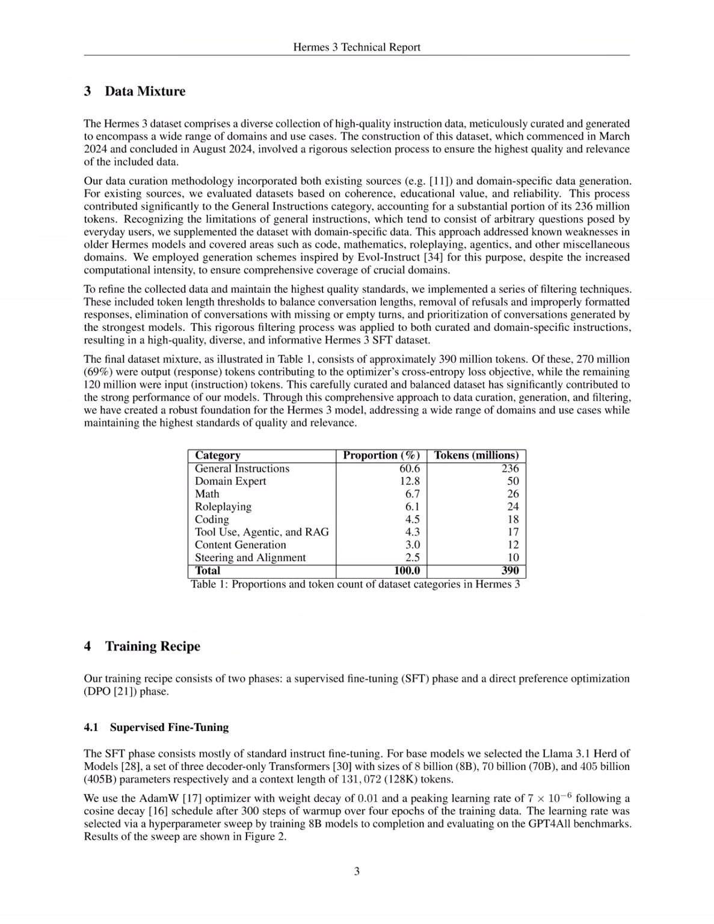The Hermes 3 method is validated through a comprehensive evaluation process that includes both supervised fine-tuning, SFT, and direct preference optimization, DPO, phases. The training utilized a meticulously curated dataset comprising approximately 390 million tokens, with a significant portion, 236 million tokens, dedicated to output.